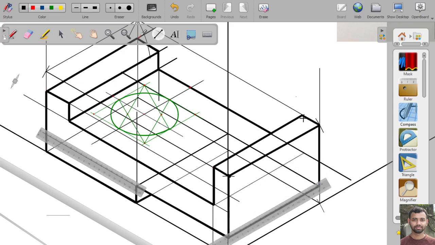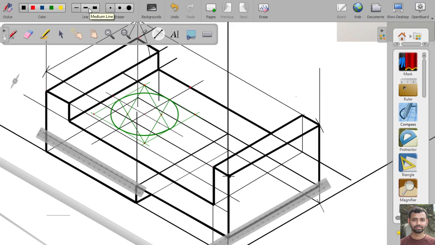And here also the vertical line. Okay, now again from this point we have to measure 60 mm distance, and from this point we have to measure the 90 mm distance. Same thing we have to do again.